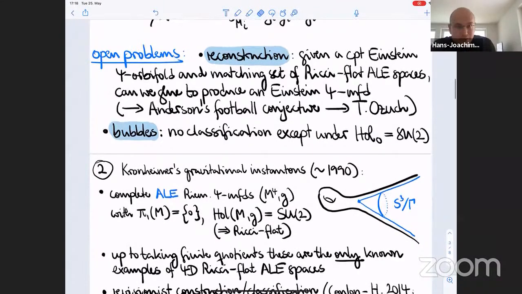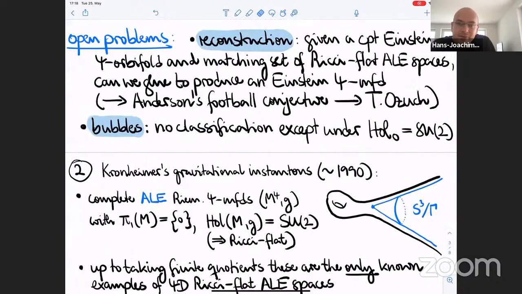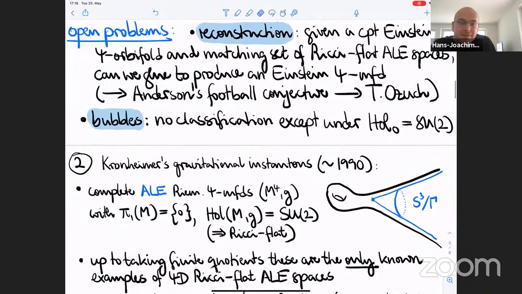All right. So let's take a look at the gravitational instantons of Kronheimer. By definition, a Kronheimer gravitational instanton is a complete ALE Riemannian four-manifold, which is simply connected and whose holonomy group is equal to SU(2). In other words, the metric is Calabi-Yau with respect to some parallel complex structure. In dimension 4, it's actually equivalent to saying that the metric is hyperkähler, so you have a whole S²'s worth of parallel complex structures. And this by itself already implies that the metric is necessarily Ricci-flat. And again, up to taking finite quotients, these are the only examples of four-dimensional Ricci-flat ALE spaces known to me.